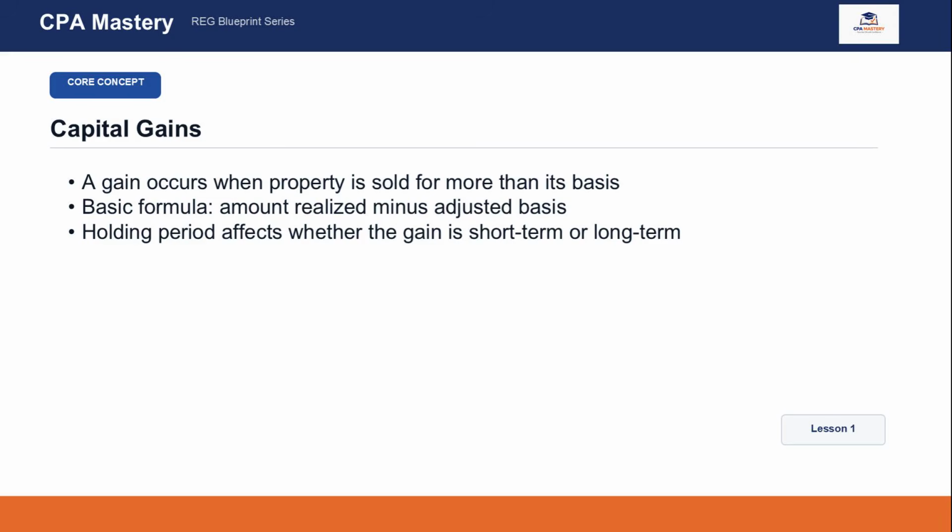First identify the sale. Then compare the sales price, or amount realized, to basis. If the sale price is higher, there is a gain. After that, the holding period determines whether the gain is short-term or long-term.